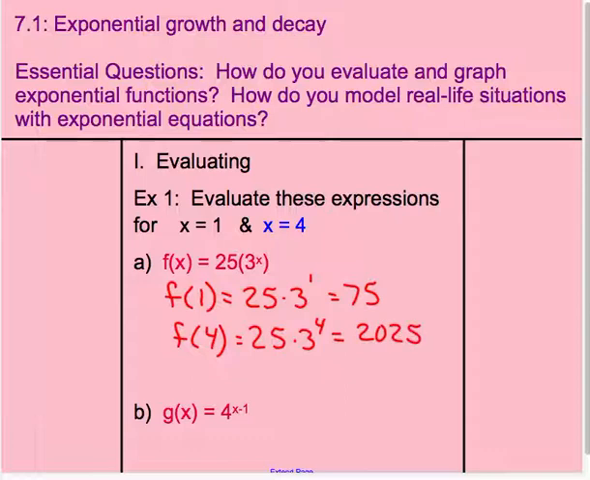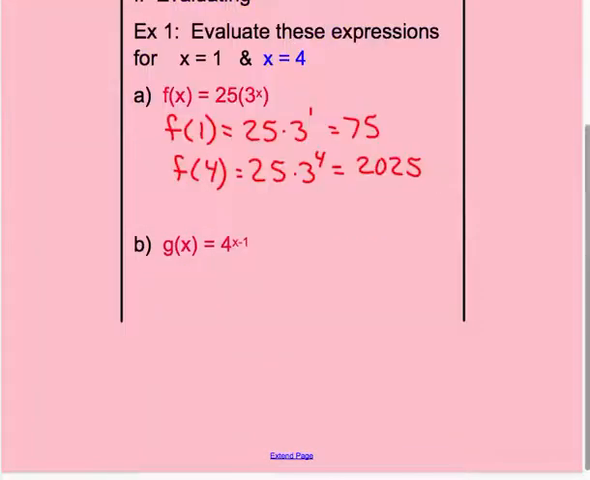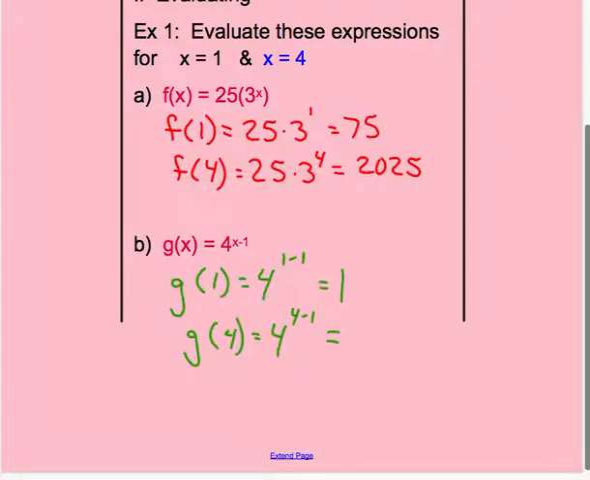Example 2, same thing. We got a slightly different formula. This time we have x minus 1 as the exponent. So g of 1, 4 to the 1 minus 1, or 0 power, is 1. Anything to the 0 power is 1. We looked at those exponent rules earlier. G of 4, 4 to the 4 minus 1 power. 4 minus 1 is 3. 4 cubed is 64.